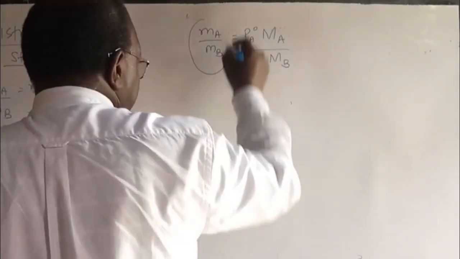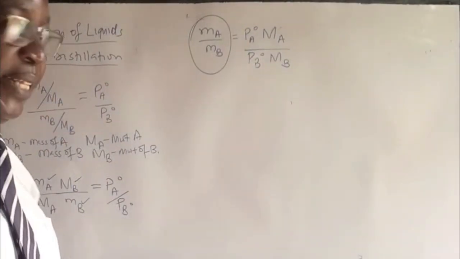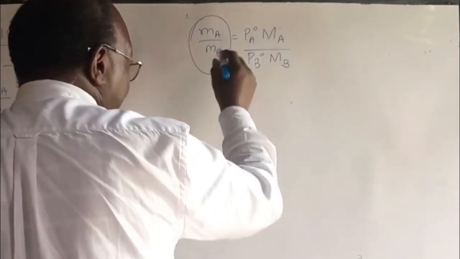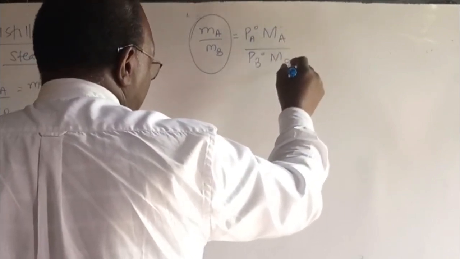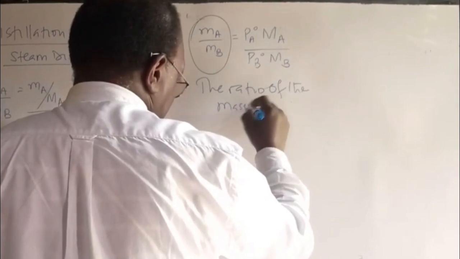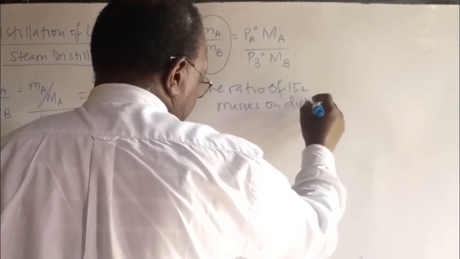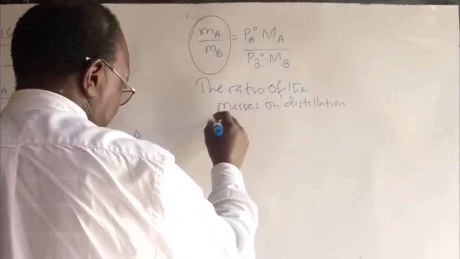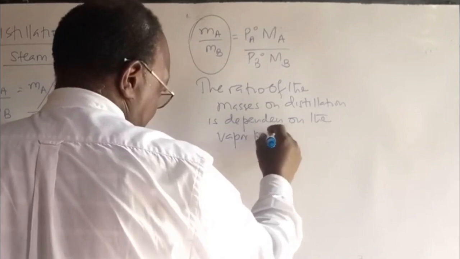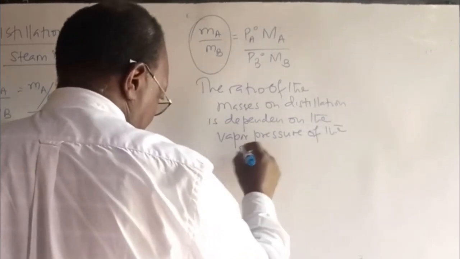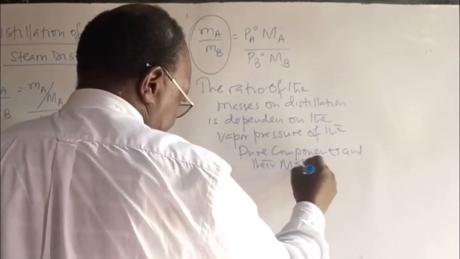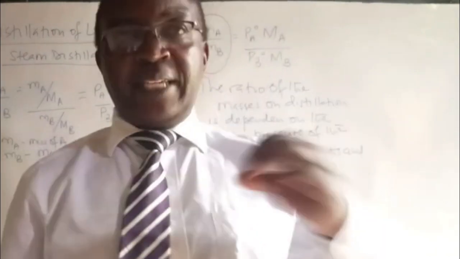So what does that mean? It means that the ratio of the masses of components A and B in the distillate is related to the vapor pressure of the pure component A times the molecular weight of A, and the vapor pressure of pure component B times the molecular weight of B. So the ratio of the masses on distillation is dependent on the vapor pressure of the pure components and their molecular weights.